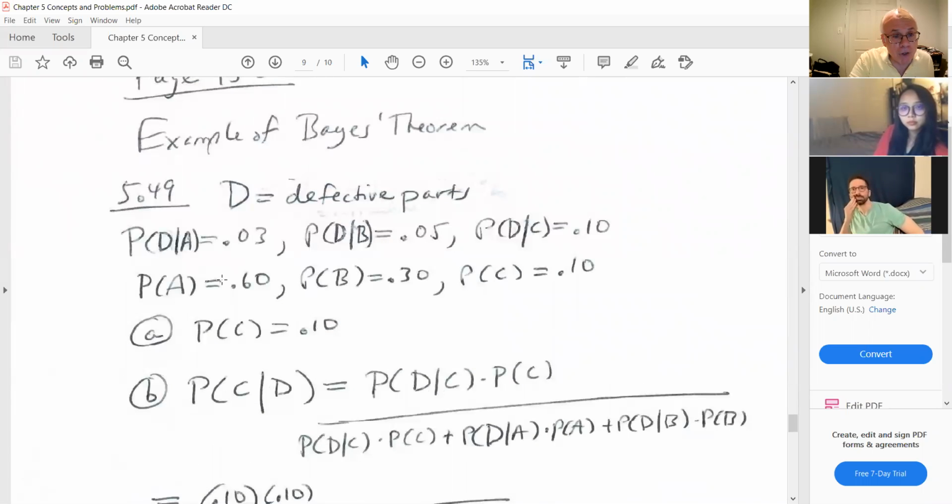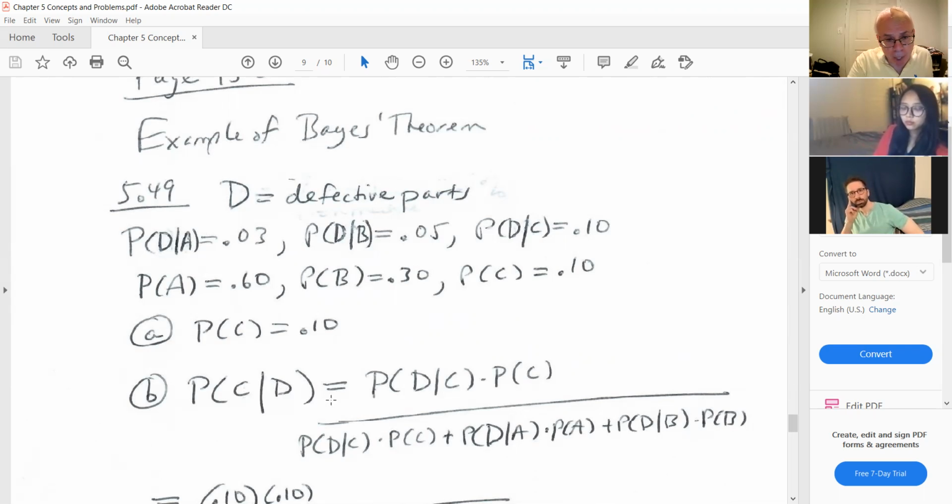All right, so these are the probabilities of A, B, and C, of course, and then we have our probability that it's defective given that it's machine A, machine B, and machine C. Would you agree that those are the correct notation for those probabilities? And what we're being asked to find in B is, if we select an item and it's defective, what's the probability that it came from machine C? That's the probability of C given D.